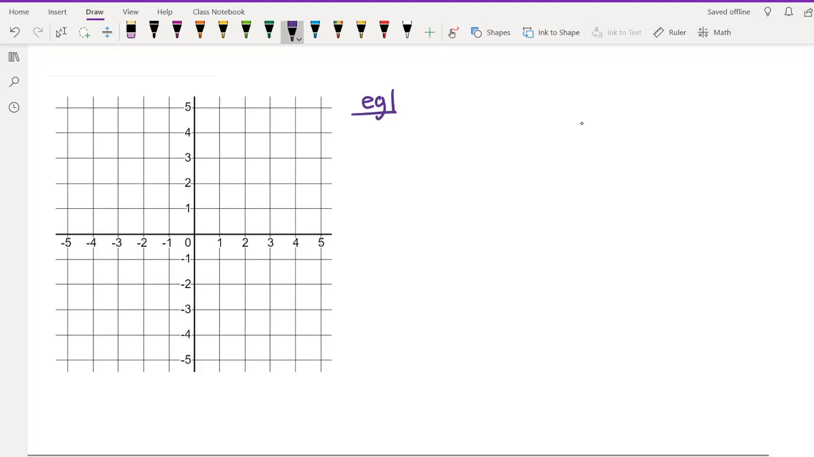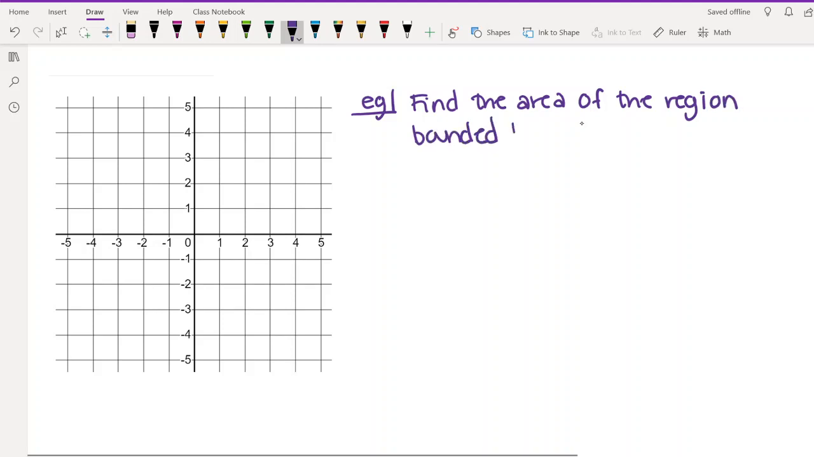So let's try to find the area of the region bounded by. This time we're going to use y is equal to negative x squared, y is equal to x, and then we're also going to have a vertical line, x is equal to 2. So we'll see that that kind of adds in a boundary. Okay, so let's sketch this graph.